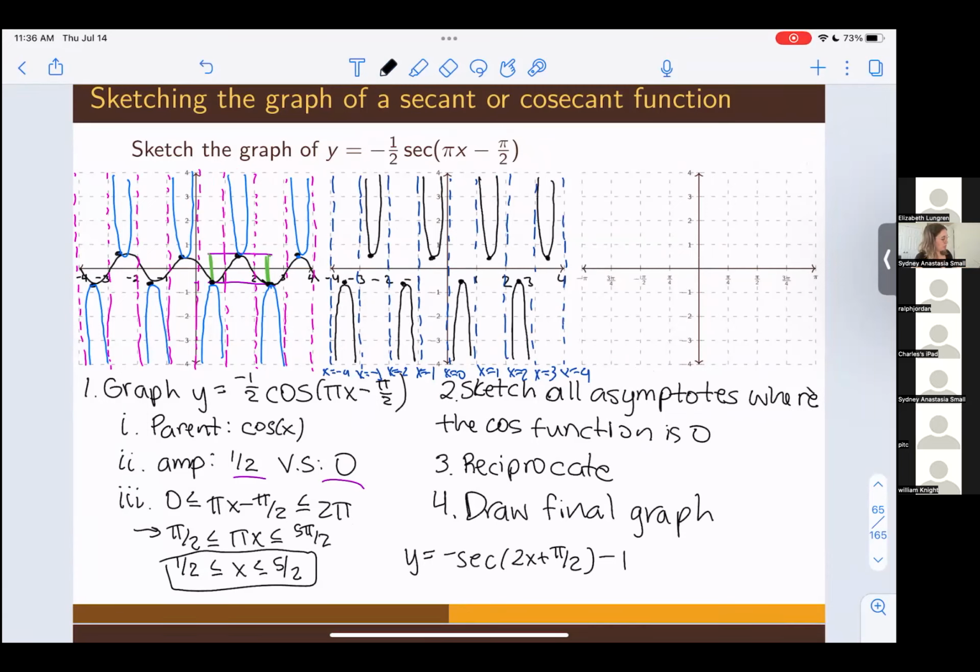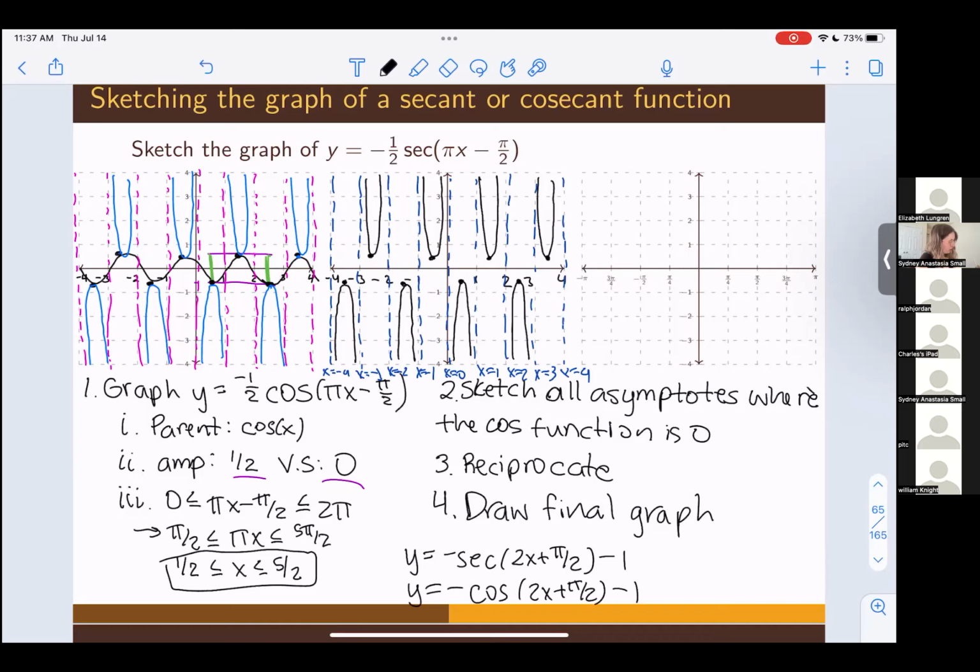So secant is 1 over cosine. So the first step is always just going to be slapping a cosine in where the secant was and graphing that. So instead of trying to think about secant at first, all we want to think about is negative cosine of 2x plus pi over 2 minus 1. That's the first step. We don't want to mess with secants at first. We just want to look at the cosine graph.